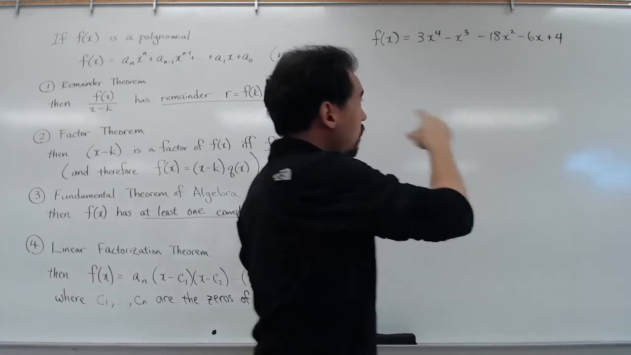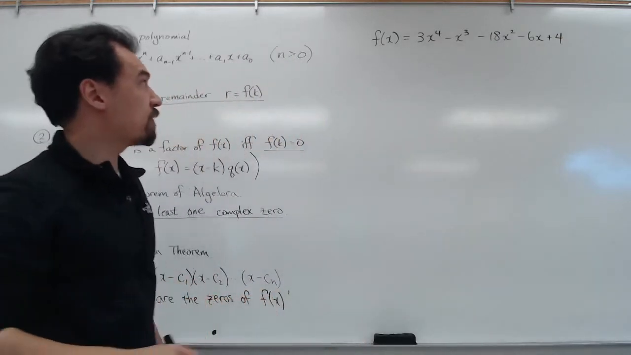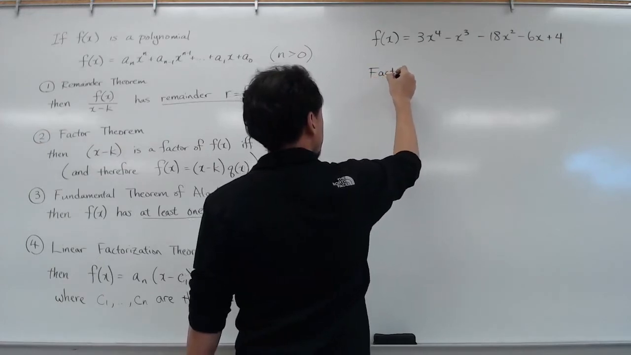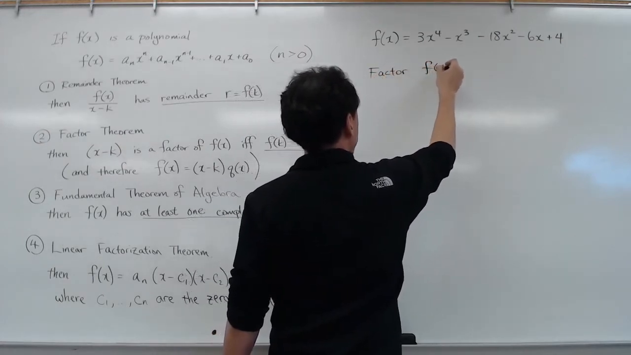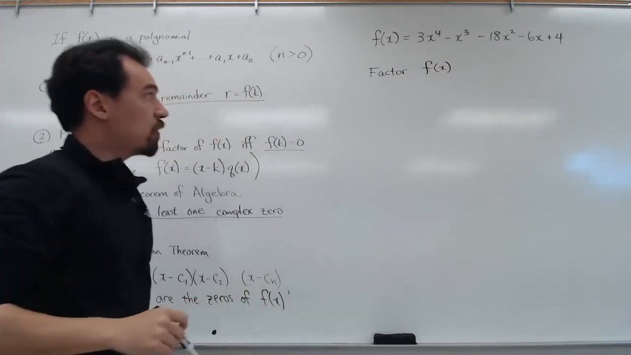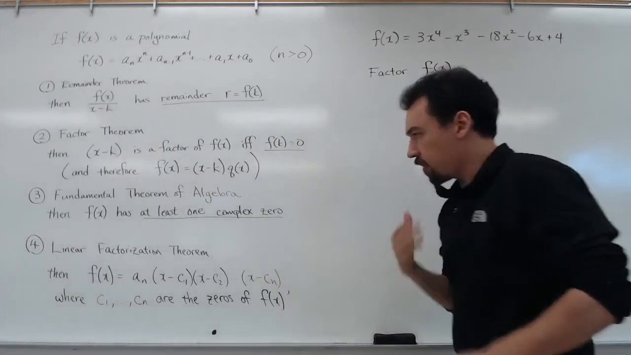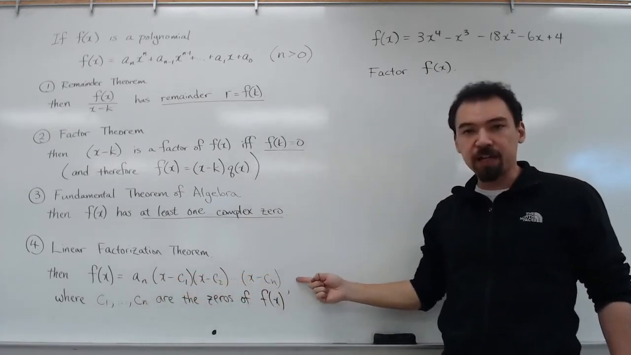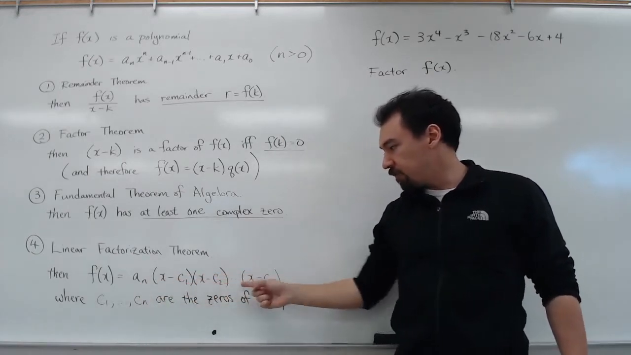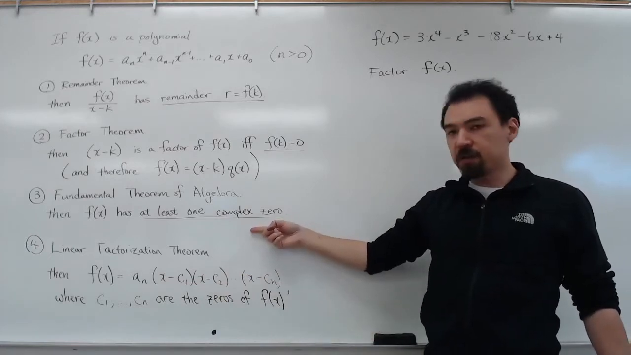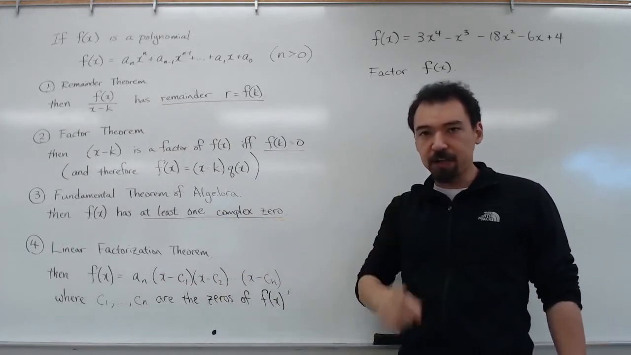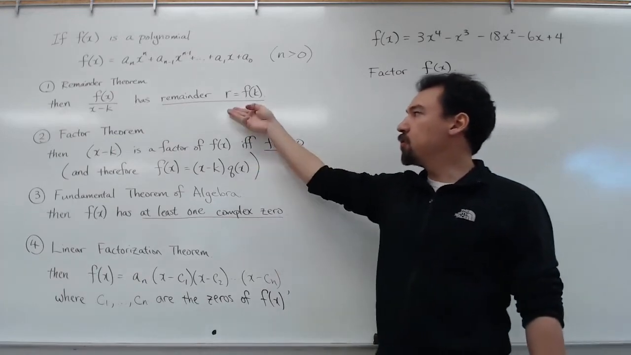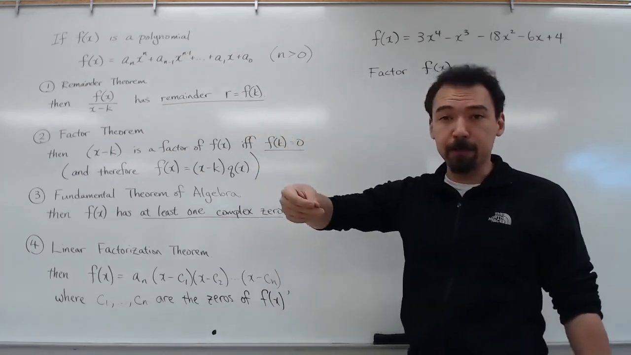All right, so here we have a polynomial function f of x. And let's say we would like to factor f of x. Okay? So we look at the theorems we have, and we say, okay, what I want to accomplish is this type of factorization, which means I need to find the zeros. The fundamental theorem of algebra guarantees that I can find at least one 0. So what we want to do now is use the remainder theorem to find the 0.